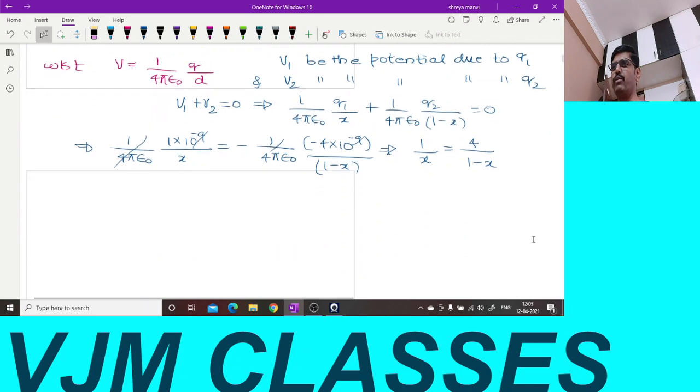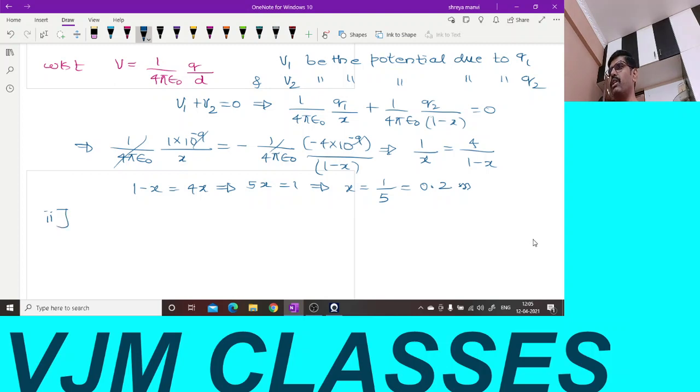Now what we will do, we will cross multiply both. If I cross multiply, I get 1 minus x is equal to 4x, or this implies 5x is equal to 1. This implies x is equal to 1 by 5, which is nothing but 0.2 meter. Hence, remember, from the first charge, the total potential will be 0 at a distance 0.2 meter from charge Q1. If I talk about charge Q2, it will be at a distance of 0.8 meter. Now let us take second case.